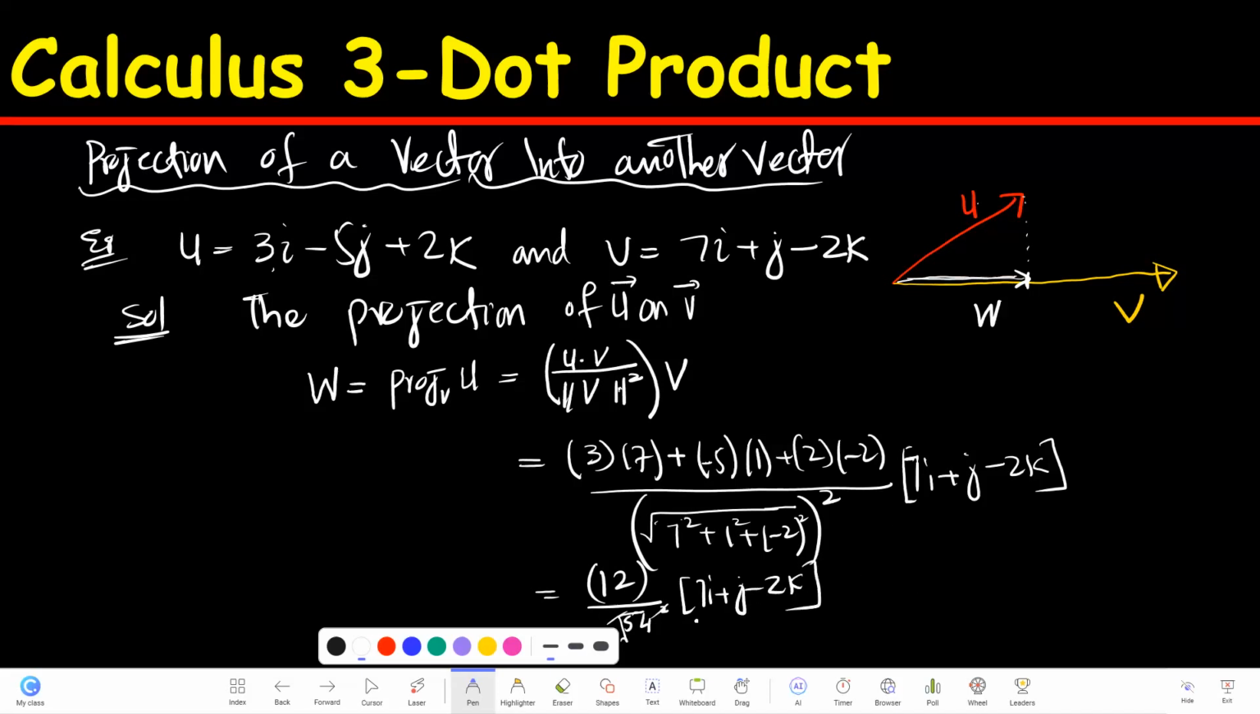There's not much we can do, so we can simplify it a little bit and write it like this, and that's our vector. I'm going to write W equals this vector: 14 over 9 i plus 2 over 9 j minus 4 over 9 k.